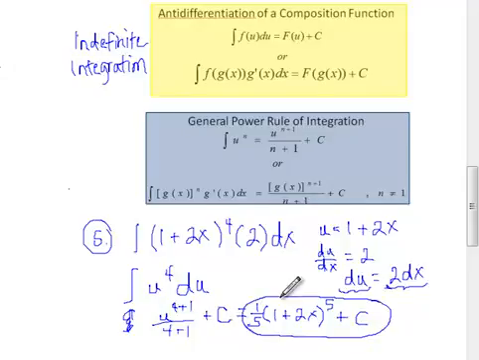Your part of the directions for number 5 is to check this as well. Don't forget to check your answers. When you go through and derive this antiderivative, what you should be getting is this function right here.